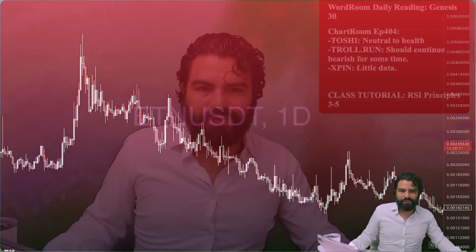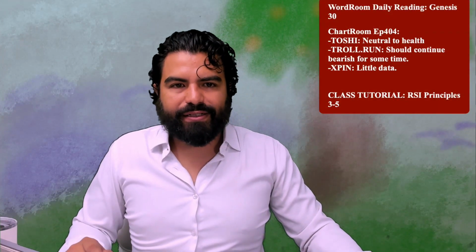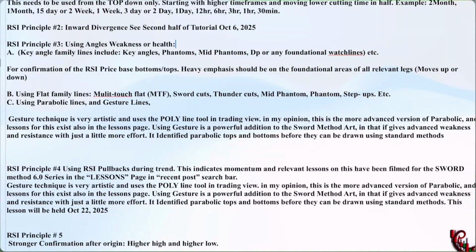All right, let's continue moving on with our RSI principles document. Next, in number 3, the next part is using flat family lines. So we got our key angle family lines, and they include the following. But we also have flat family lines, which include multi-touch flat, sword cuts, thunder cuts, mid phantoms, step ups, and the like. So this is all the flat stuff.